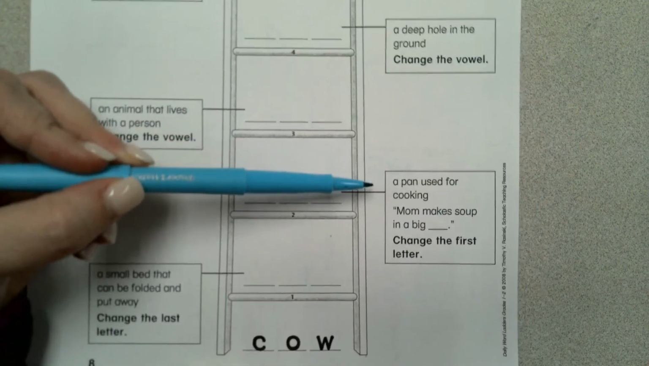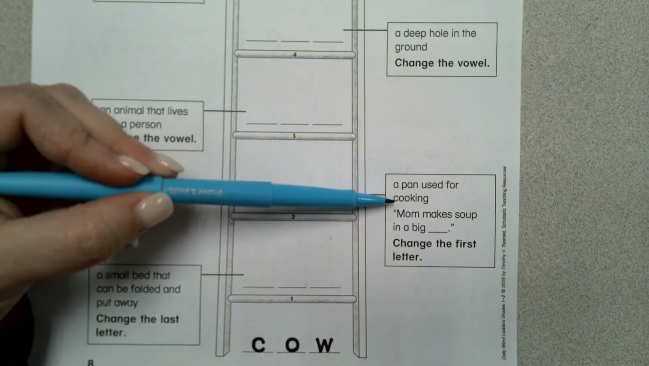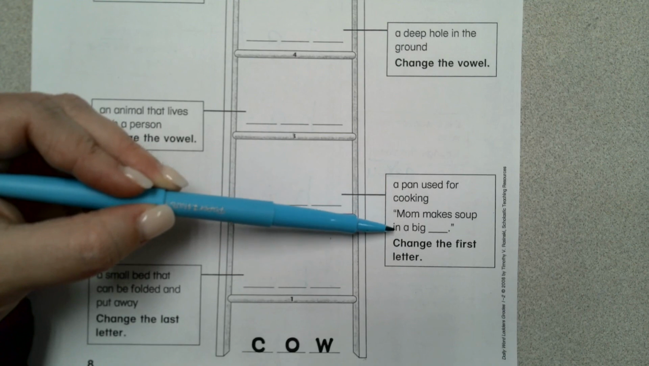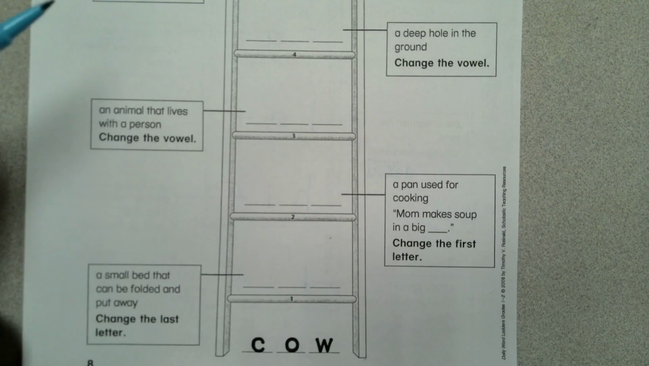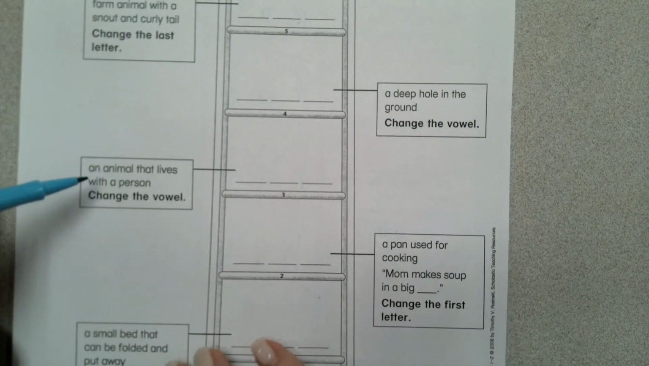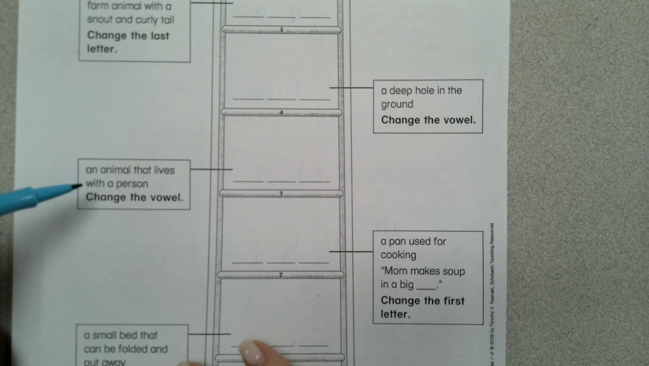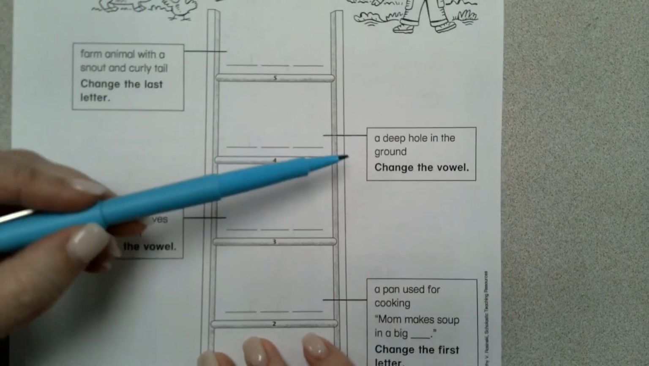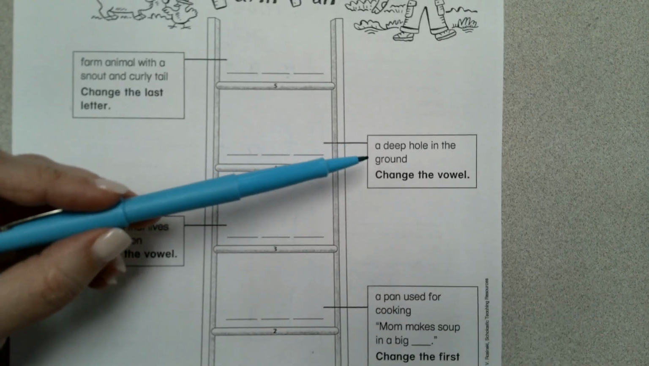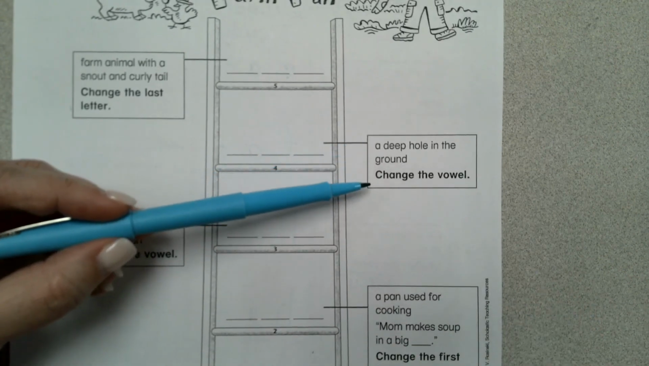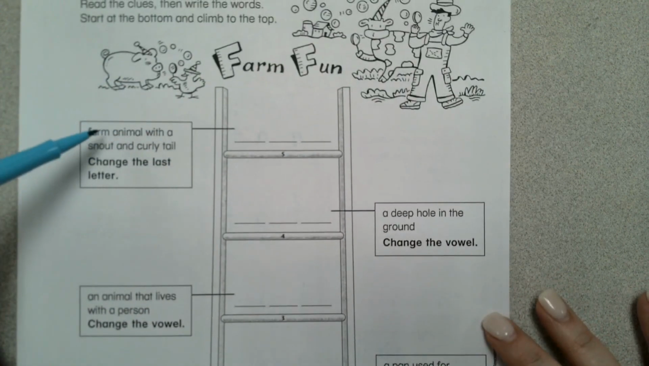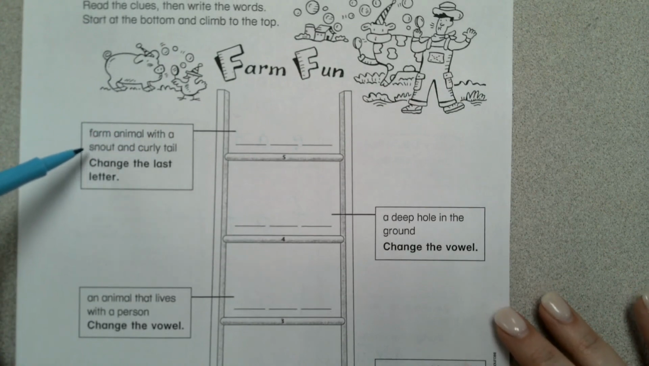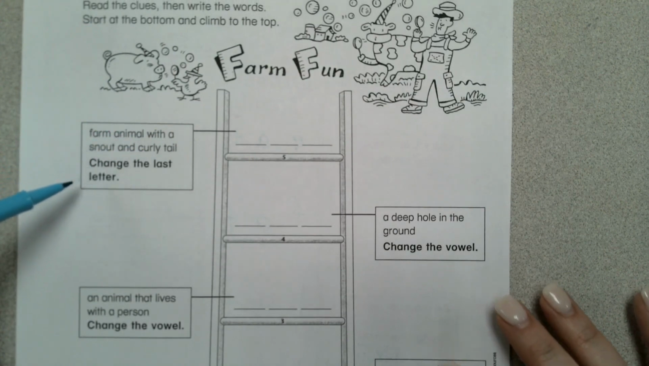All right. The next one. A pan used for cooking. Mom makes soup in a big blank. Change the first letter. Moving up. An animal that lives with a person. Change the vowel. The next one. A deep hole in the ground. Change the vowel. And finally, a farm animal with a snout and curly tail. Change the last letter.